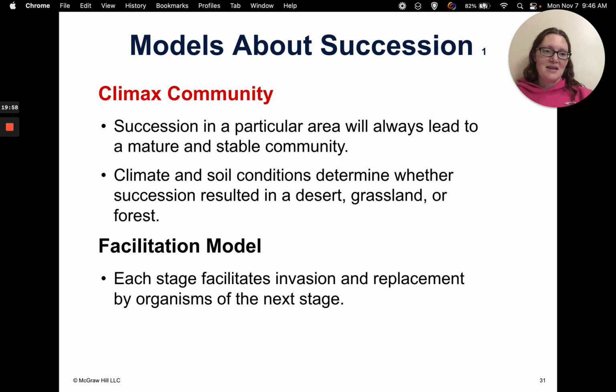I mean, you're not going to get a forest if there's no rain. You may end up with a desert or a grassland or something like that. But that's what we're hoping for over time. And so you can get a facilitation model. Each stage facilitates invasion and replacement by organisms of the next stage.